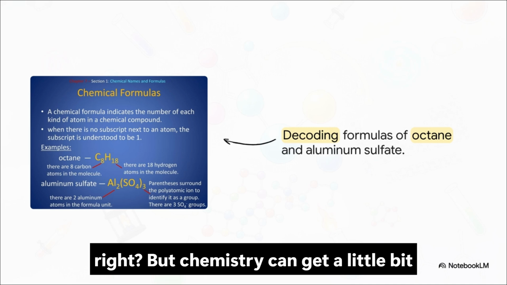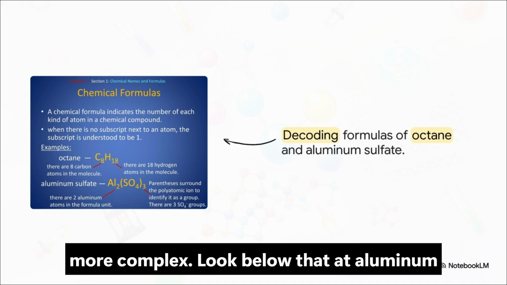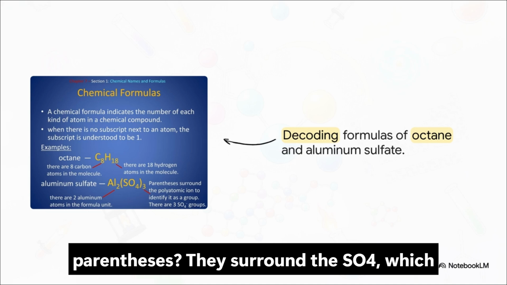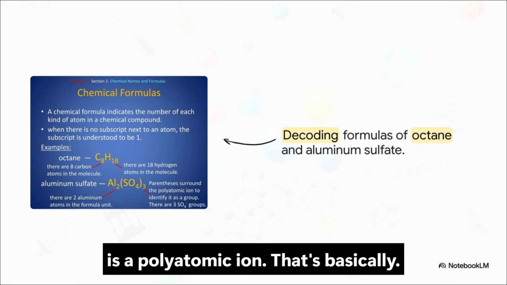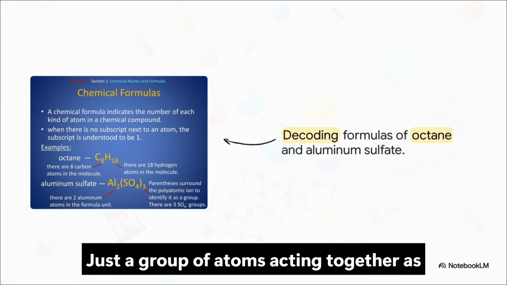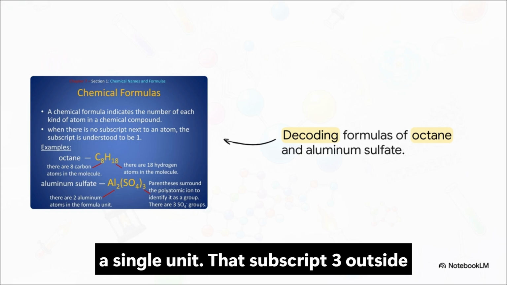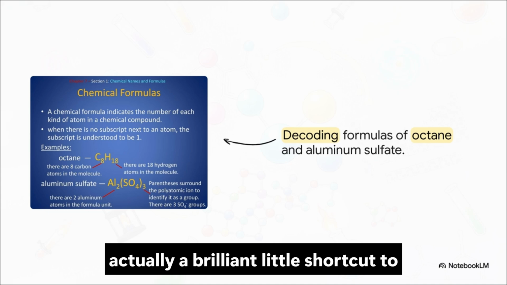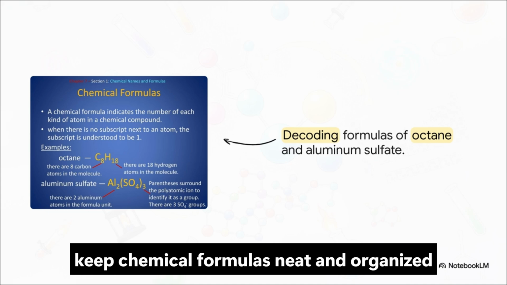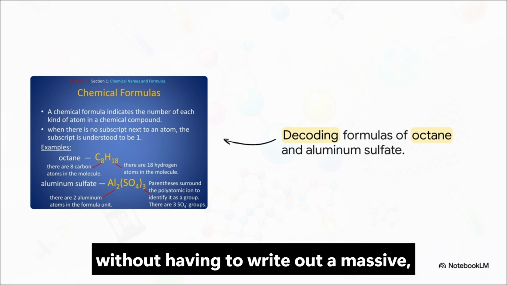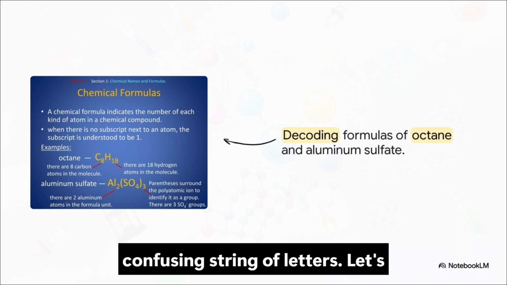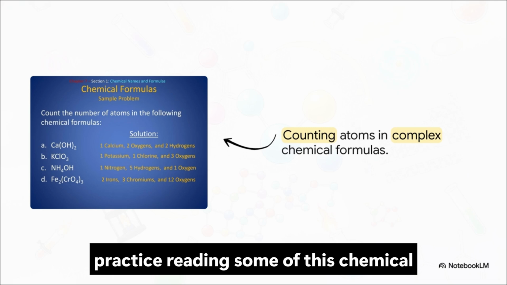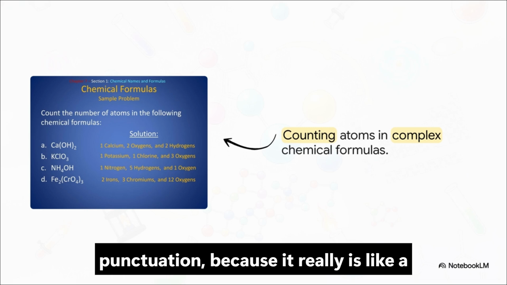But chemistry can get a little bit more complex. Look below that at aluminum sulfate. Al2(SO4)3. Notice those parentheses? They surround the SO4, which is a polyatomic ion. That's basically just a group of atoms acting together as a single unit. That subscript 3 outside the parentheses means we have 3 entire groups of that SO4 ion. It's actually a brilliant little shortcut to keep chemical formulas neat and organized without having to write out a massive, confusing string of letters.